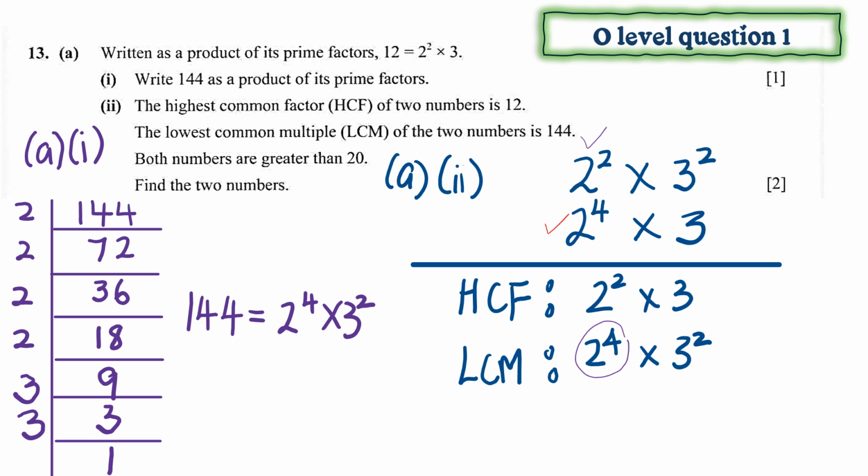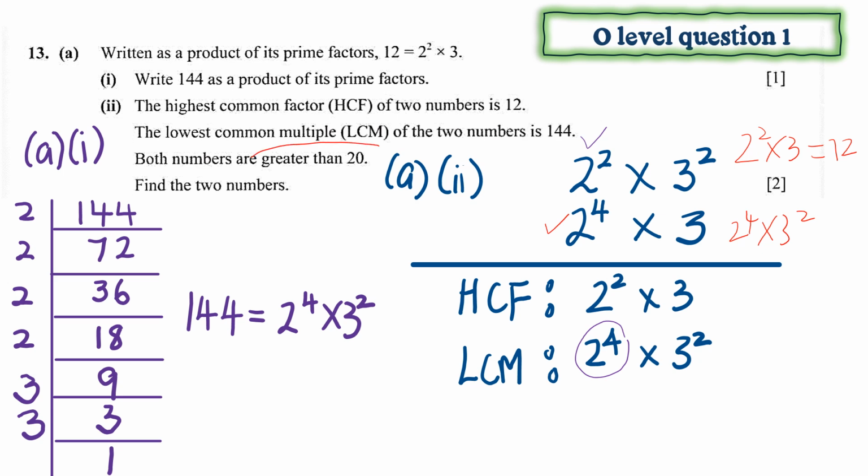Right. Yeah, so same explanation as what I've done earlier on. Okay, one of them must have 3 to the power of 2, one of them must have 3. Okay, I can have 2 to the power of 2 times 3, right? And 2 to the power of 4 times 3 squared. Okay, however, the number must be greater than 20. So if I have this combination, you see that 2 squared times 3 will give me 12, and 12 is a number that is less than 20.